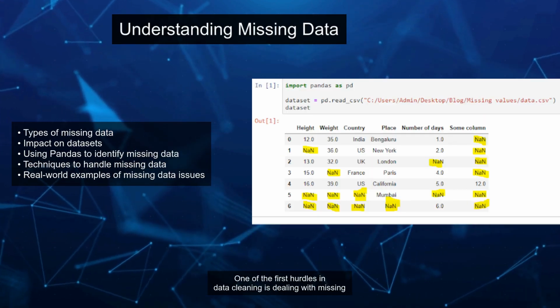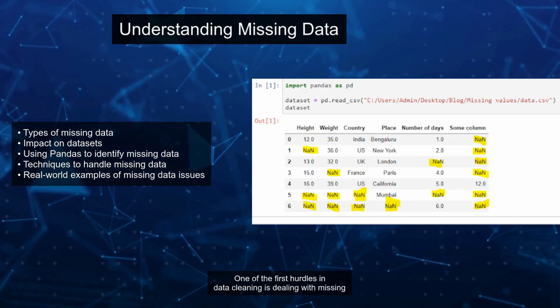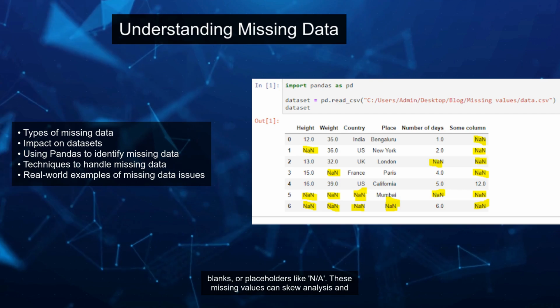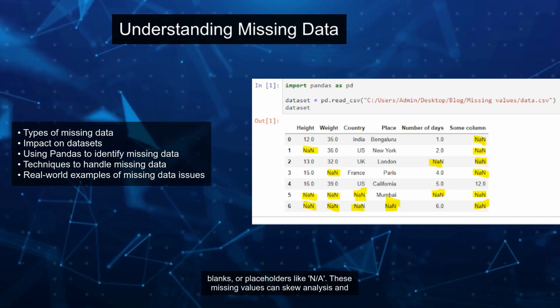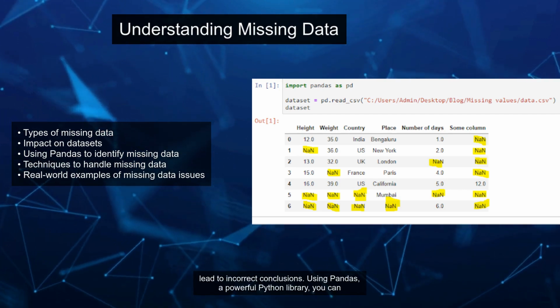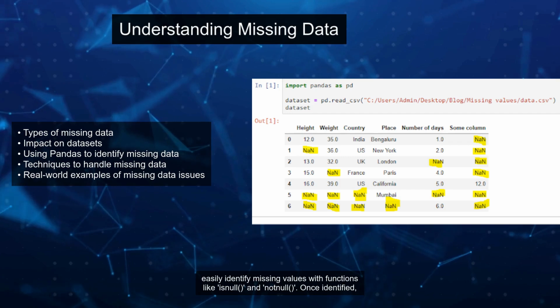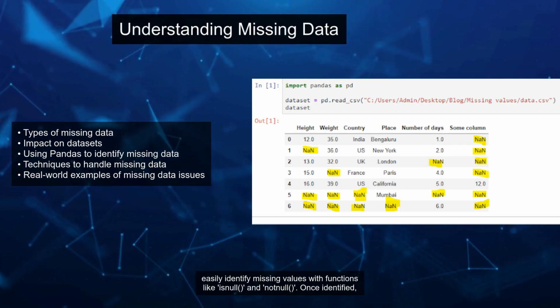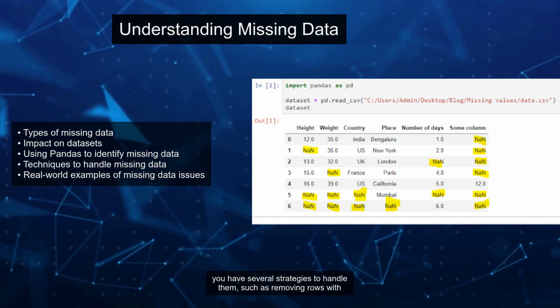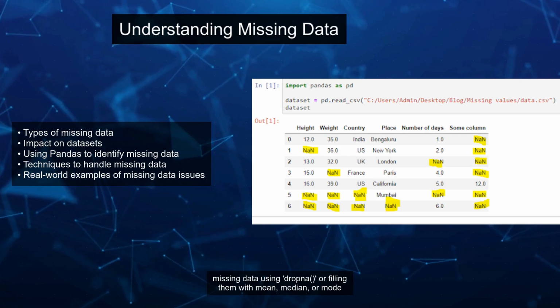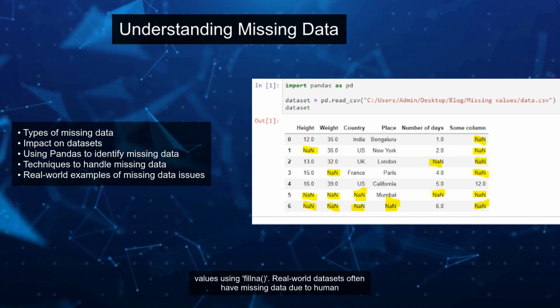One of the first hurdles in data cleaning is dealing with missing data. Missing data can manifest in various forms, such as NaN values, blanks, or placeholders like n/a. These missing values can skew analysis and lead to incorrect conclusions. Using Pandas, a powerful Python library, you can easily identify missing values with functions like isnull and notnull. Once identified, you have several strategies to handle them, such as removing rows with missing data using dropna or filling them with mean, median, or mode values using fillna.